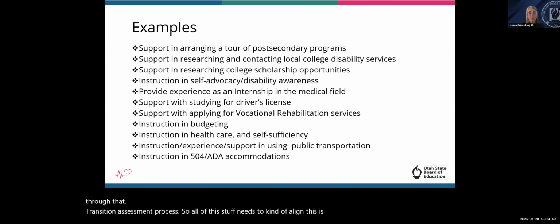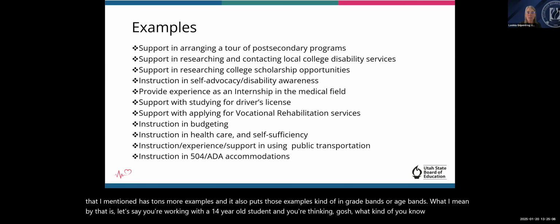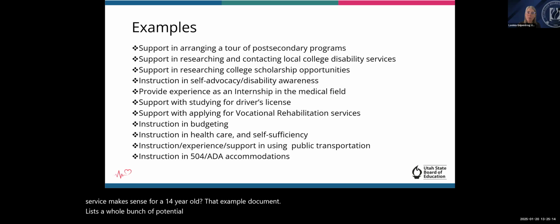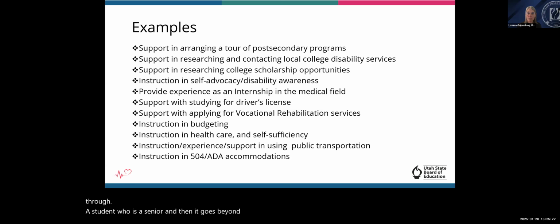This is a very short list of examples. That document that I mentioned has tons more examples, and it also puts those examples kind of in grade bands or age bands. What I mean by that is, let's say you're working with a 14-year-old student and you're thinking, gosh, what kind of transition service makes sense for a 14-year-old? That example document lists a whole bunch of potential or possible services that are appropriate for a younger student. And then it goes all the way through a student who is a senior, and then it goes beyond that. It goes into those 18 to 22-year-old students that are staying for post-high.